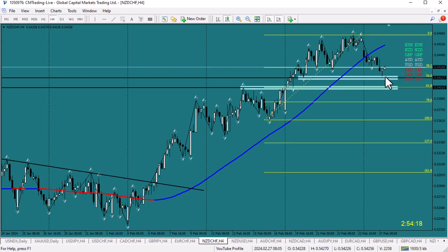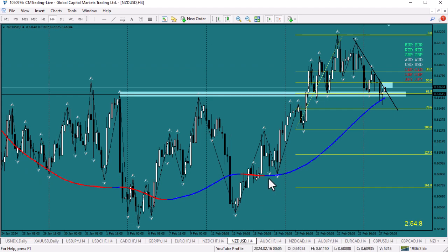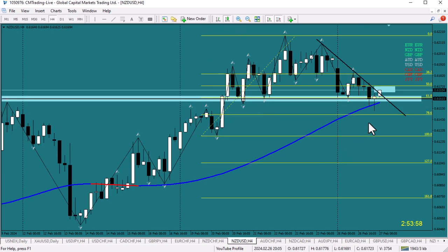I'll wait for a decent test there or there, and then I'll respond with a long position on a candle reversal. The New Zealand US, I was waiting for this yesterday, never got anything there. Tested the 61% level now. This is not a hammer candle. That long upper shadow is too long for me.